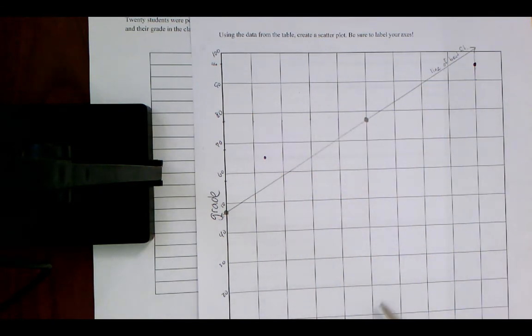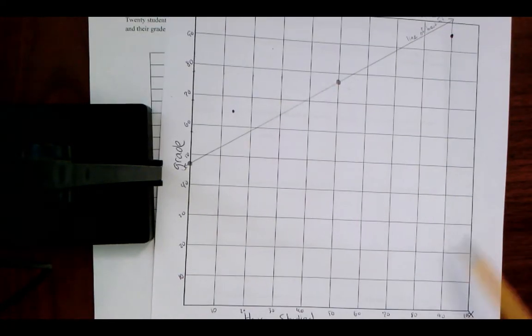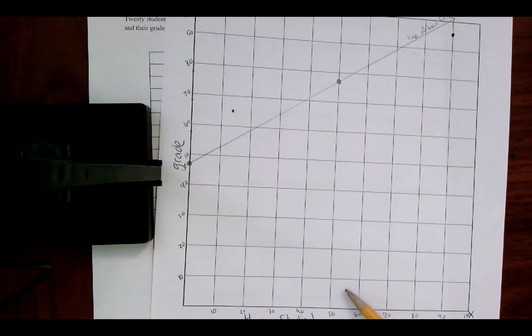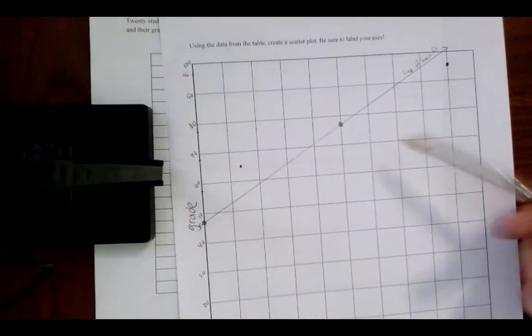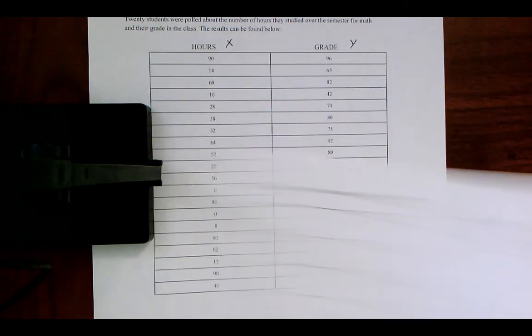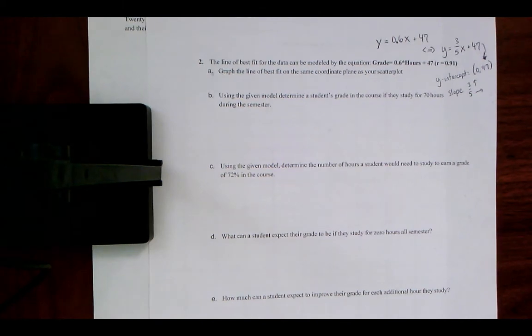If you got a bunch of points that are way down here, something is up. Probably your X and your Y values have been switched, okay? So just be careful with that. Now that we've graphed the line and we have a couple of our points plotted, we can go through and start to answer some of the questions that they ask us in part 2.